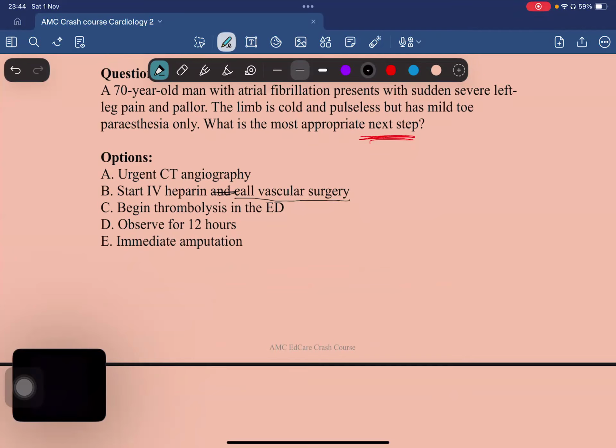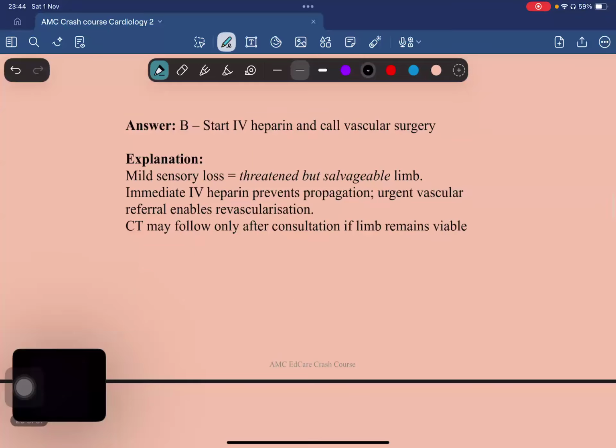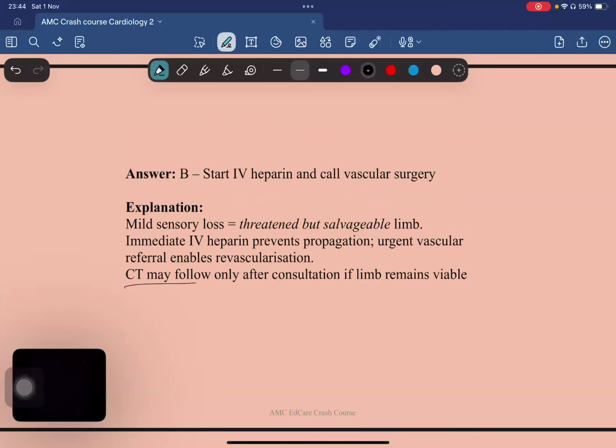That's how confusing AMC answers could be. But then just remember, they're asking for the next step, not the best. So yeah, CT may follow only after consultation if limb remains viable. So yeah, that should be the answer for that question.